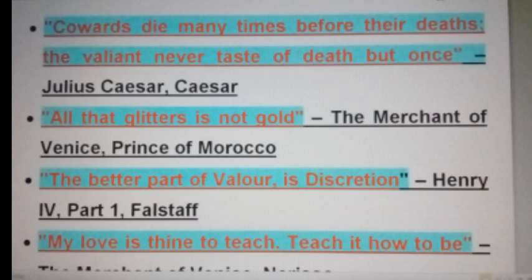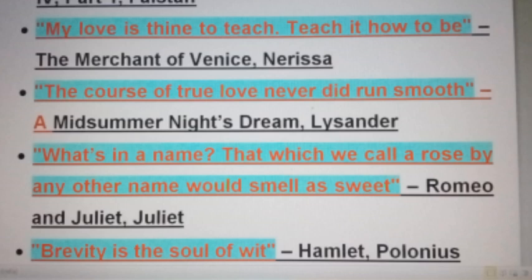All that glitters is not gold. It's a line from The Merchant of Venice. Prince of Morocco speaks. The better part of valor is discretion. A line from Henry IV Part 1. Falstaff speaks. My love is thine to teach it how to be. A line from Merchant of Venice. Nerissa speaks here.